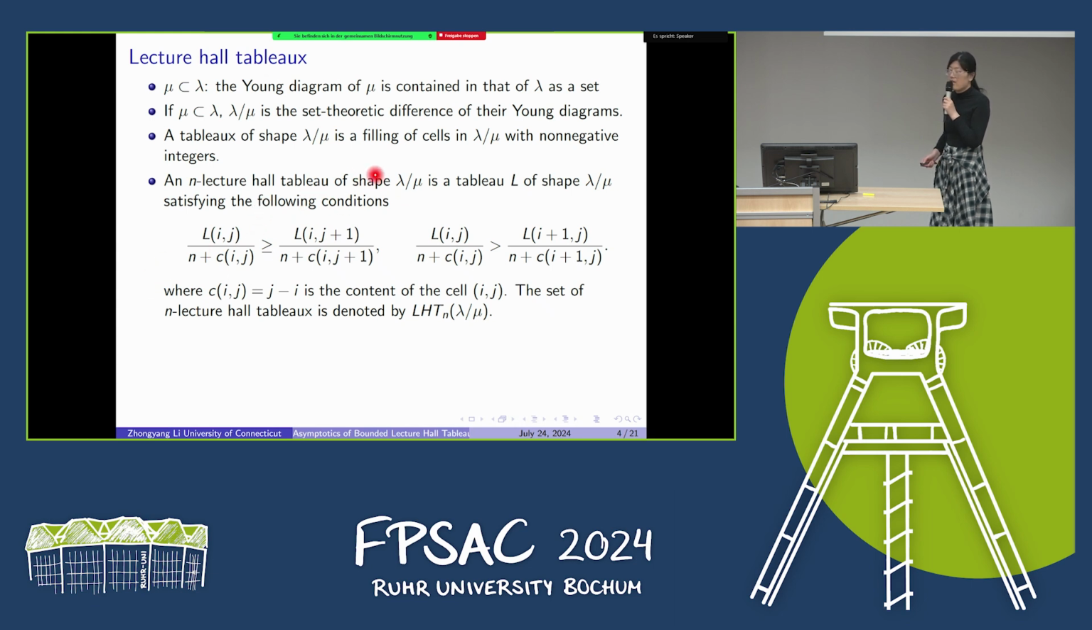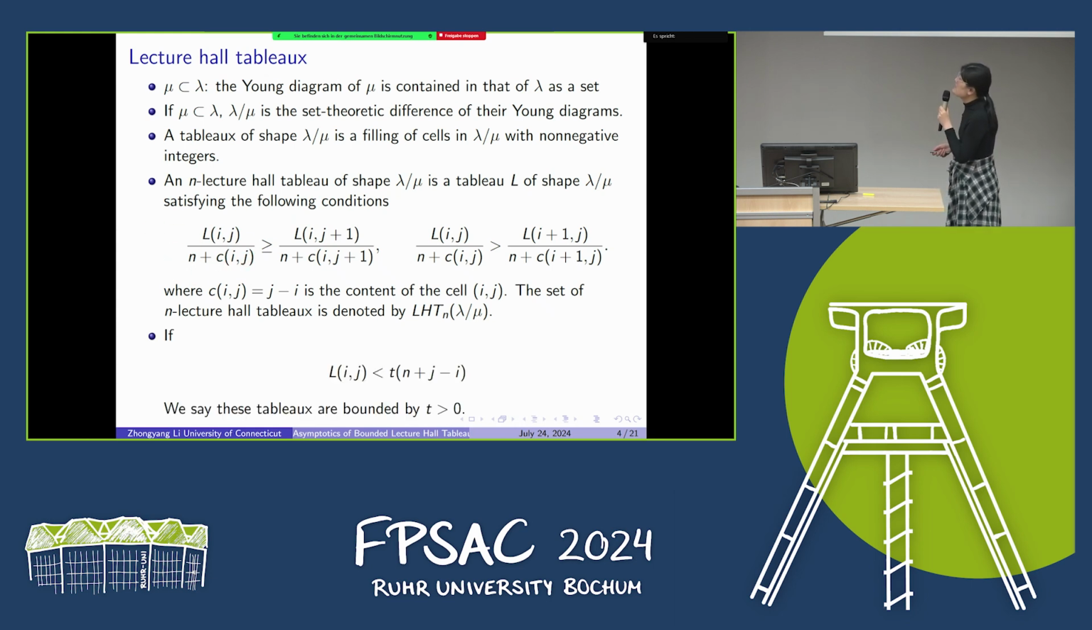Okay, so if we have just a partition λ instead of a skew shape, and n is the length of λ, the content c_ij could be j minus i, so n plus c_ij has minimum value 1. If we require that this quotient is always bounded by t, we say the tableau is bounded by t. We have a bounded electrical tableau.